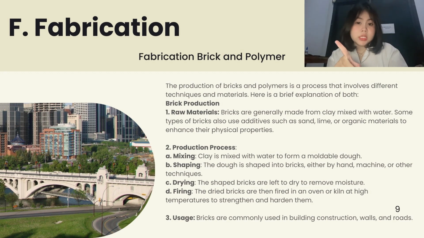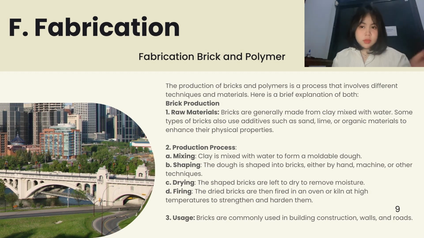The first one is brick production. Raw materials. Bricks are generally made from clay mixed with water. Some types of bricks also use additives such as sand, lime, and organic materials to change their physical properties.